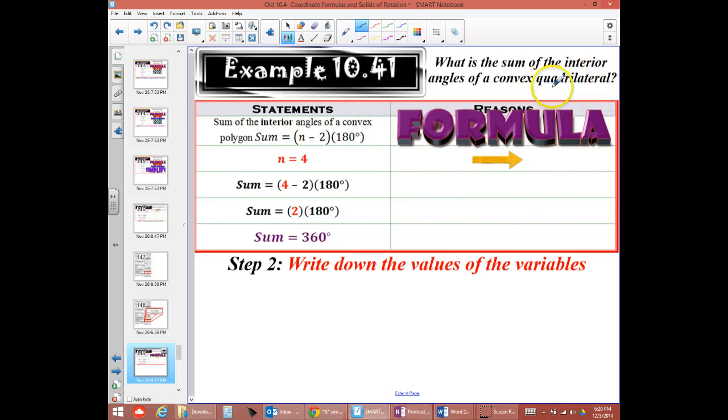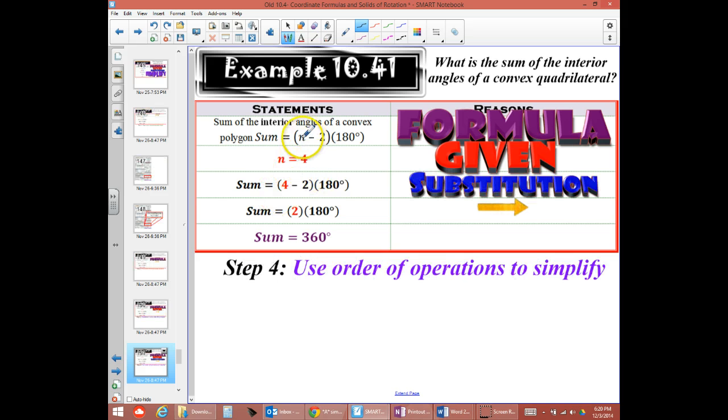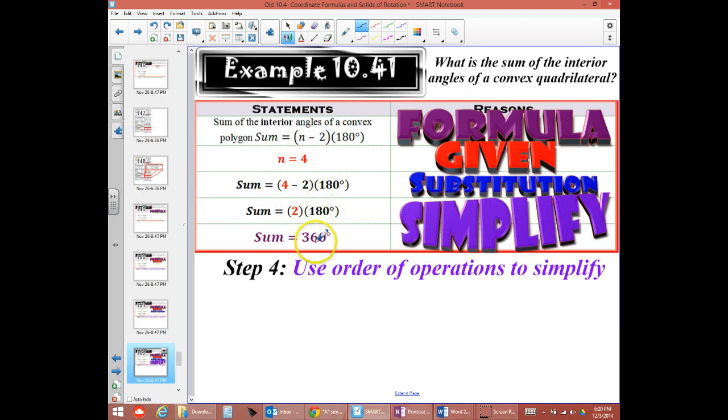Quadrilateral means a four-sided shape, right? Just like a quad has 4 tires, your little four-wheeler has 4 wheels. It's called a quad for a reason. So now that we know it's got 4 sides, we use that and we plug it into our formula. We substitute. N is 4, how many sides it has. So we say 4 minus 2 is 2. 2 times 180 is 360. So the sum of the measure of the interior angles is 360 degrees for a quadrilateral.